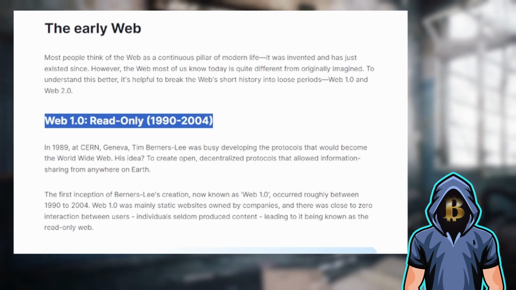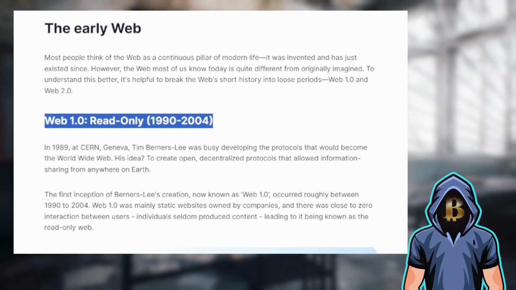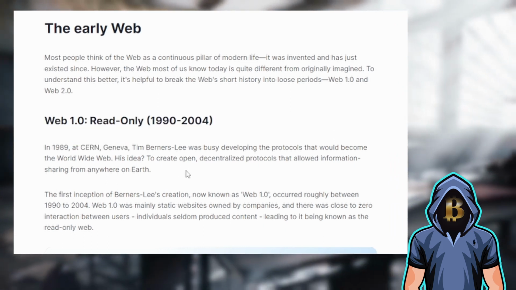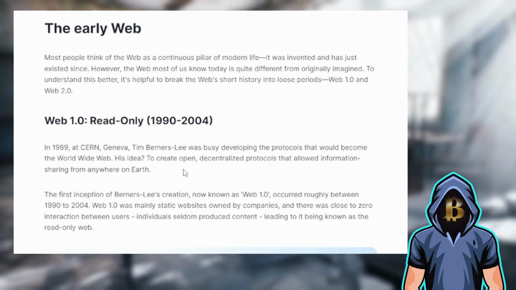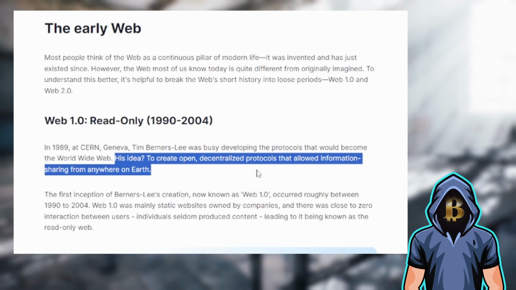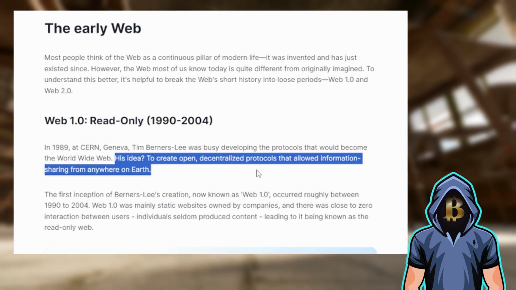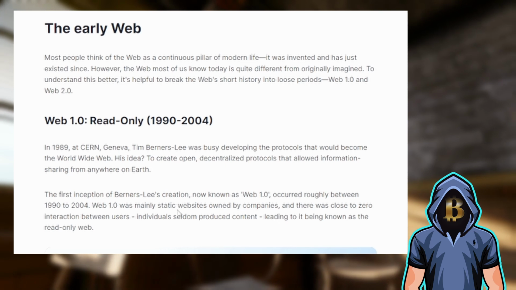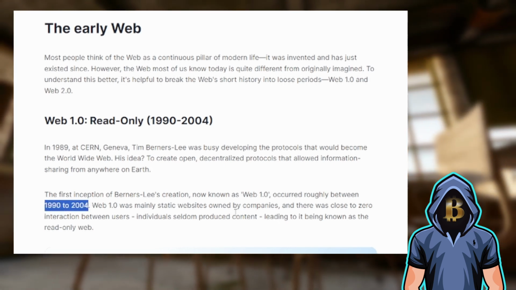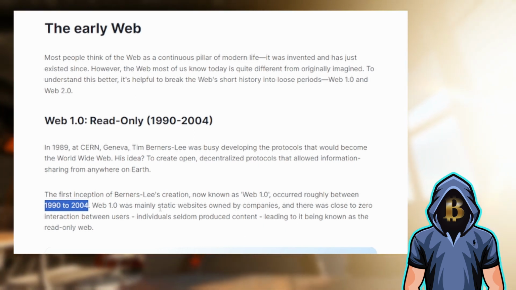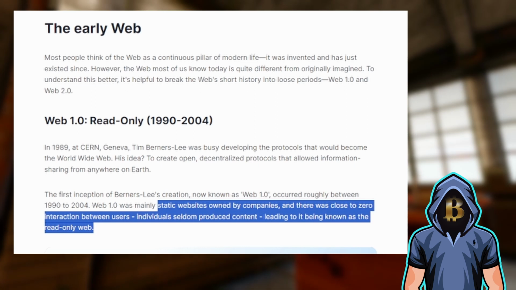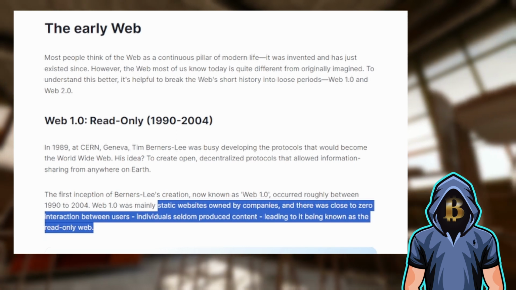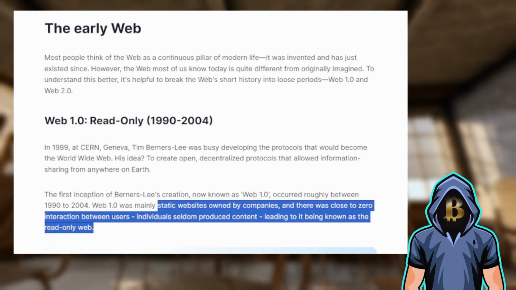You can think of this as text-based blogging type of websites, or this one here that we're reading from. In 1989 at CERN, Geneva, Tim was busy developing the protocols that would become the World Wide Web. His idea? To create open, decentralized protocols that allowed information sharing from anywhere on the Earth. The first inception, now known as Web 1.0, occurred roughly 1990 to 2004. Web 1.0 was mainly static websites owned by companies, and there was close to zero interaction between users. So think of the web prior to social media. Individuals seldom produced content, leading to it being known as the read-only web.